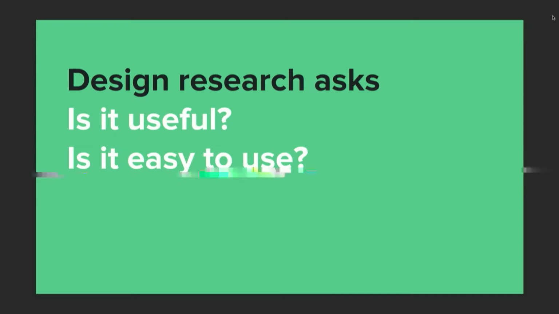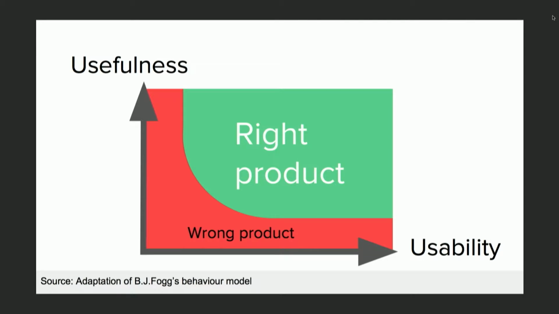Okay. So what are we really asking in this type of work? We're asking, is this thing going to be useful, and is it going to be easy to use? Okay. That's really what we want to get out of this stage. And to give you a sense of, well, what might the right product look like? I've come up with this little diagram. Really, it's all about a trade-off, okay? So this is inspired by the work of B.J. Fogg, who has a behavior model, which is all to do with motivation and that sort of thing, and how much effort it is to do things.